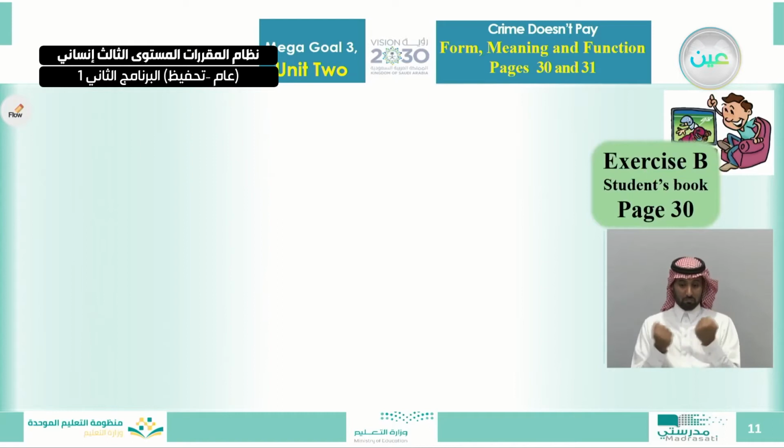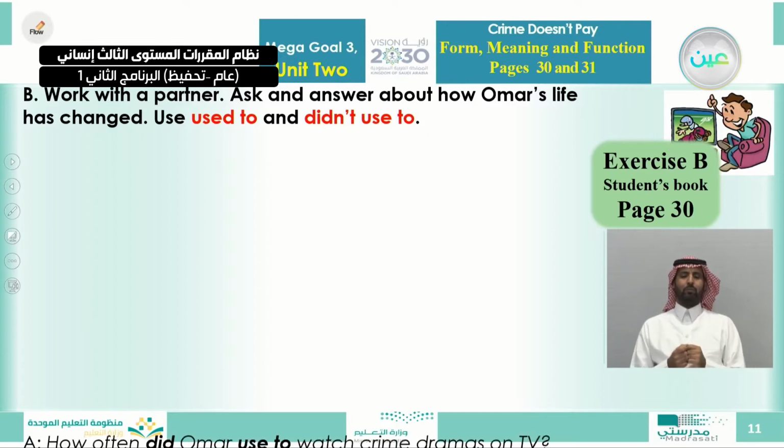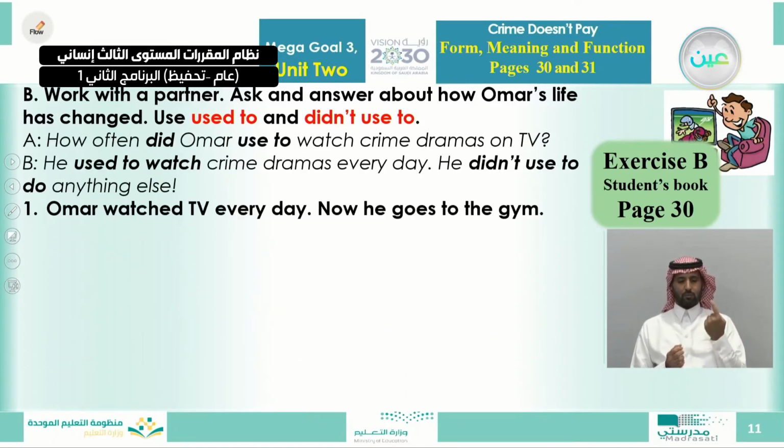Exercise B on student's book, page 30. There is an exercise here which can train you how to use the verb used to. We can say, work with a partner, ask and answer about Umar's life. Umar's life has changed. Use used to and didn't use to. How can we use them? Okay. Number one. Okay, let's talk about the example here.